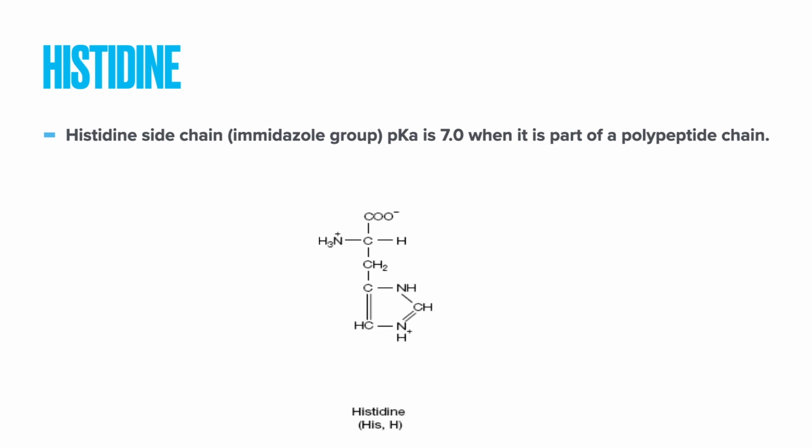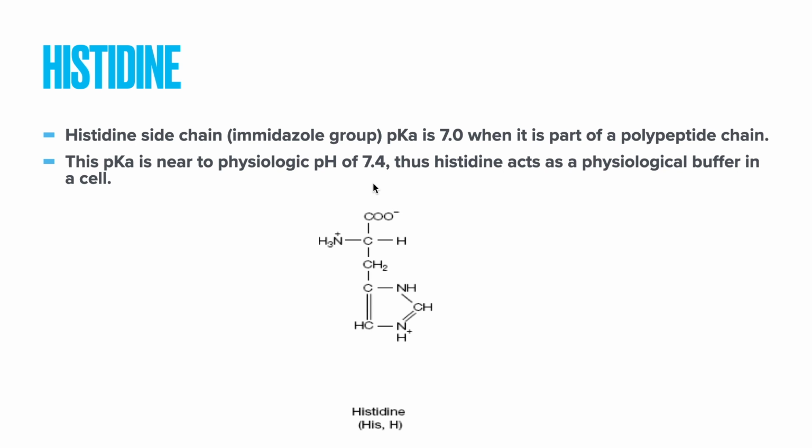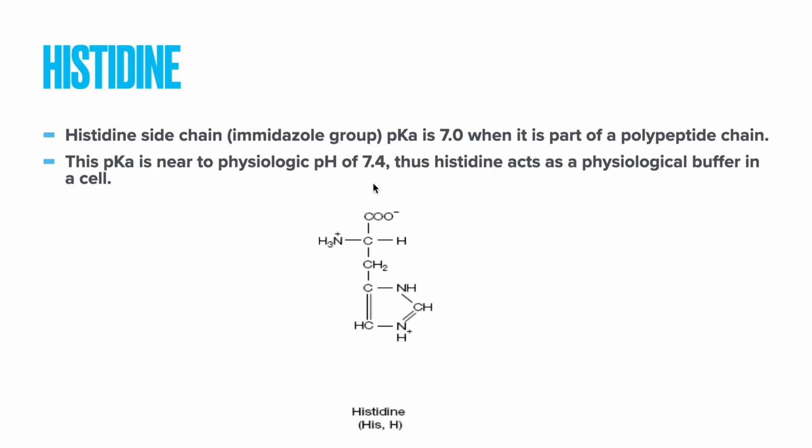So, our next and last amino acid is histidine. Histidine has this imidazole group, which has a pKa of 7 when it is part of a polypeptide chain, and this pKa of 7 is very near to physiological pH 7.4. That means 50% of the histidine is protonated, 50% is deprotonated. That is why histidine can act as a physiological buffer in our polypeptide chain. So, the buffering capacity of proteins comes from histidine. So, that is the information about selected amino acids, important high yield points.